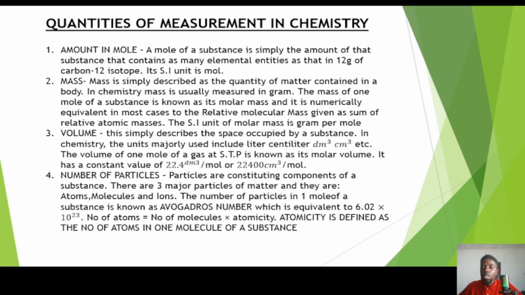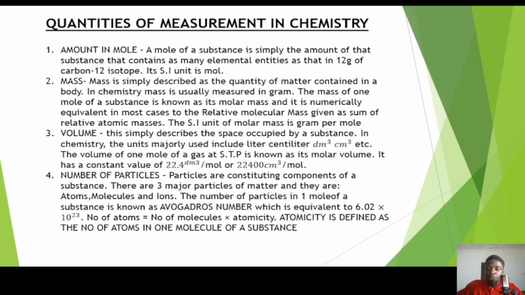In chemistry, the units majorly used include liter, centiliter, dm cube, cm cube, and the rest of them. You have meter cube too, and as many as possible that could exist. But the point is this, that the ones we are going to be concentrating on with respect to our studies would be cm cube and dm cube. The liter and centiliter is usually the American curriculum that uses that. So if you see liter, centiliter, in most cases it is most likely an American question.